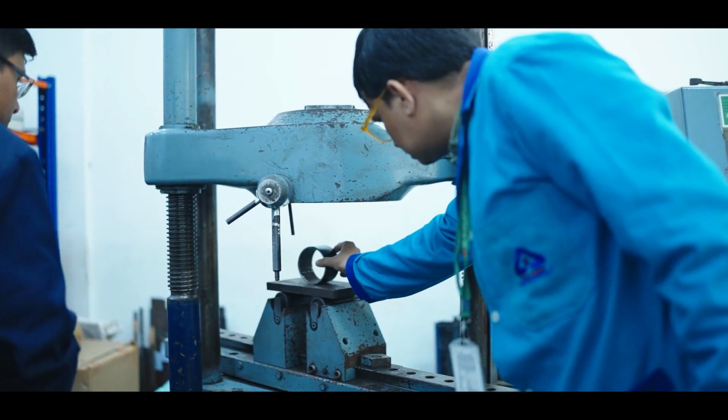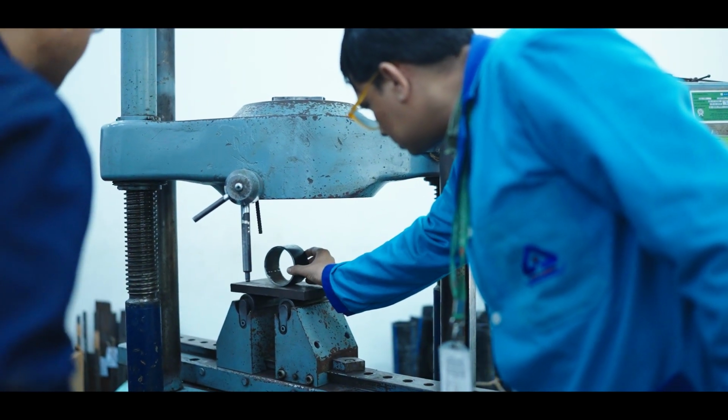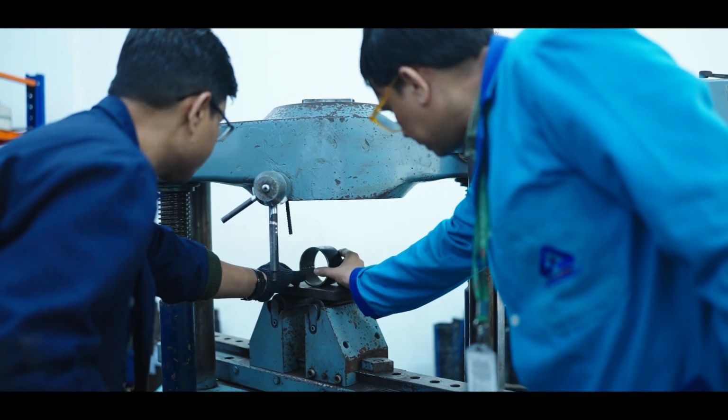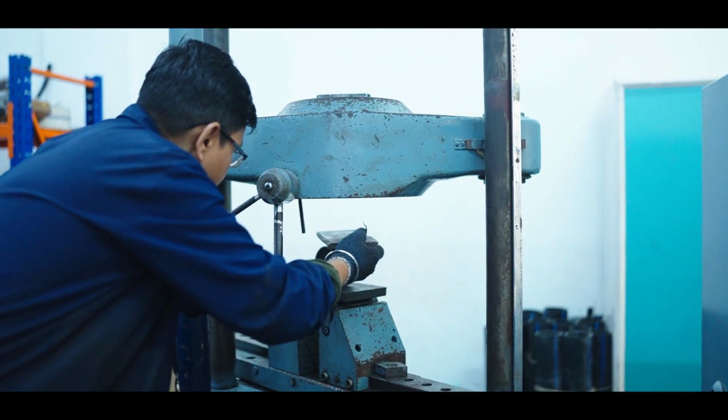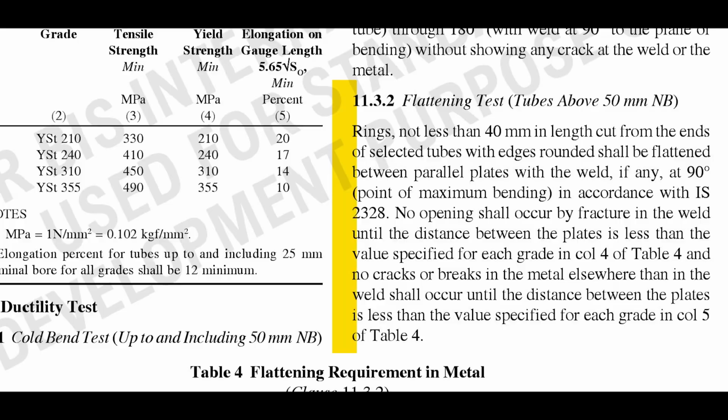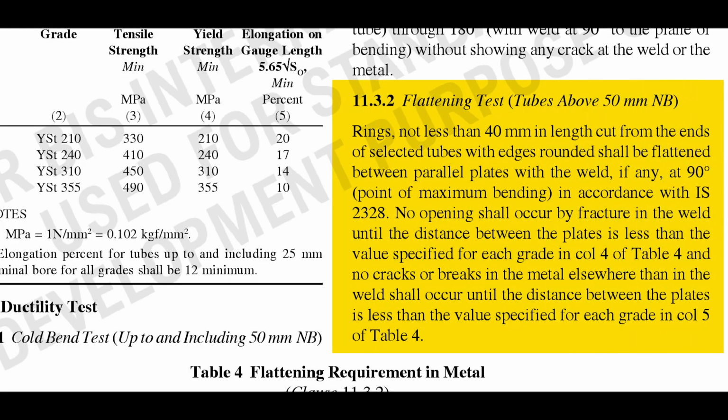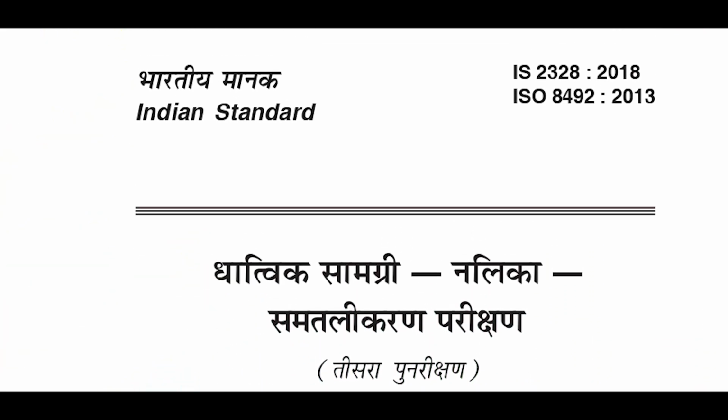Now let's dive into the flattening test, an important part of making sure steel tubes are strong and safe to use. Imagine a tube in a bridge or a building. It must be tough enough to handle heavy loads without breaking, right? That's what the flattening test checks. This test is for larger tubes above 50 mm in size, and is carried out as per IS 2328.